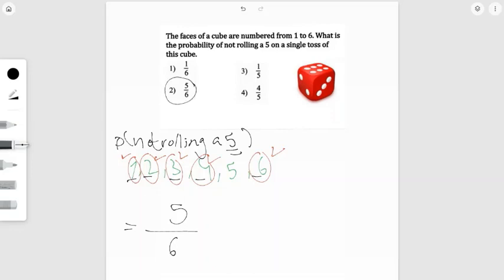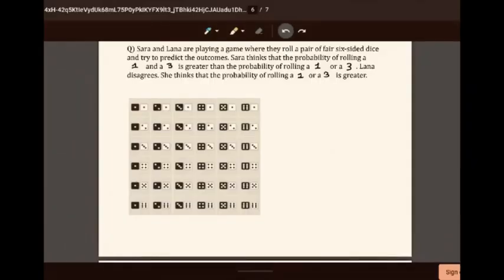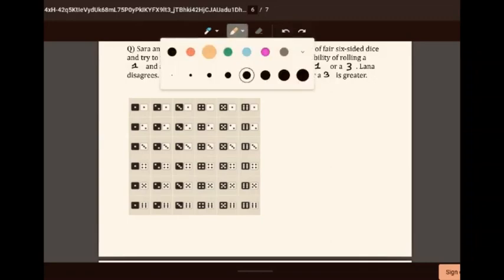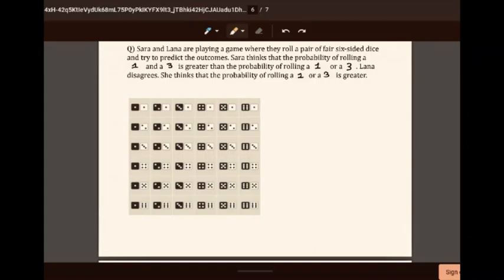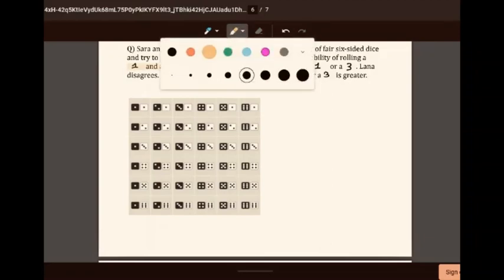Thank you for watching. Sarah and Lana are playing a game where they roll a pair of fair six-sided dice and try to predict the outcomes. Sarah thinks that the probability of rolling a 1 and a 3 is greater than the probability of rolling a 1 or a 3. Lana disagrees. She thinks that the probability of rolling a 1 or a 3 is greater. So let's find out who's correct.